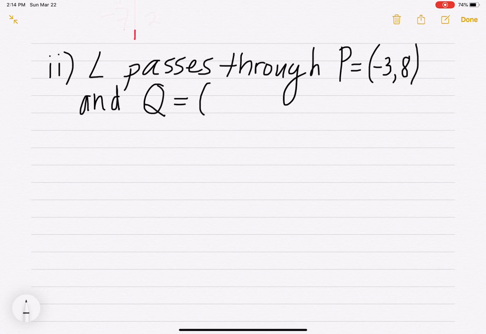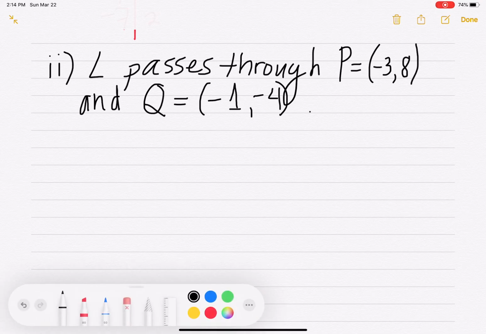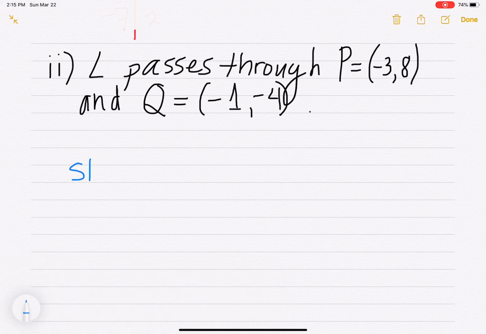Let's make that maybe negative 1. How about minus 4? So there we go. We got our 2 points: negative 3, 8 and negative 1, negative 4. So how can I find the equation of a line between 2 points? Well, the first thing you can do is find the slope of that line. So we're going to find the slope first.